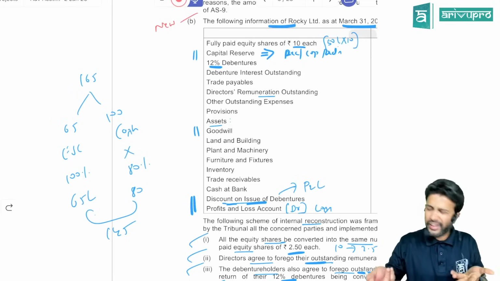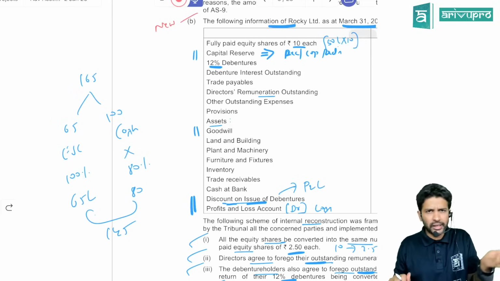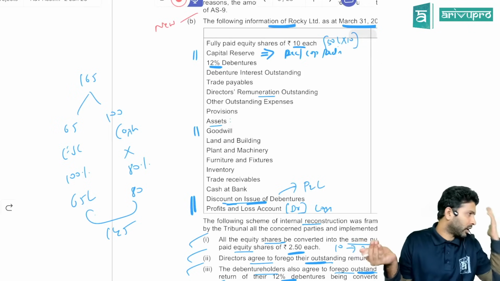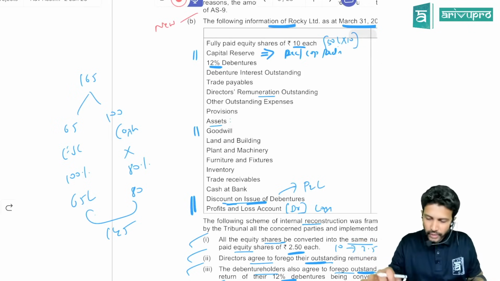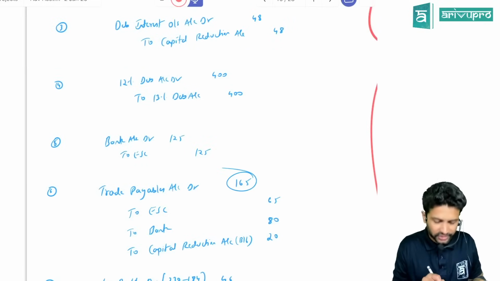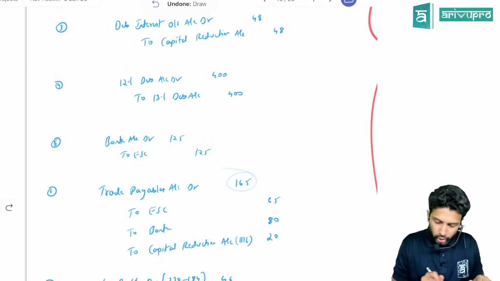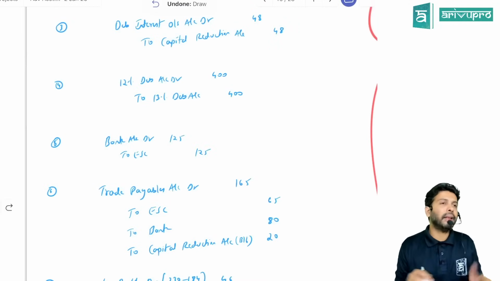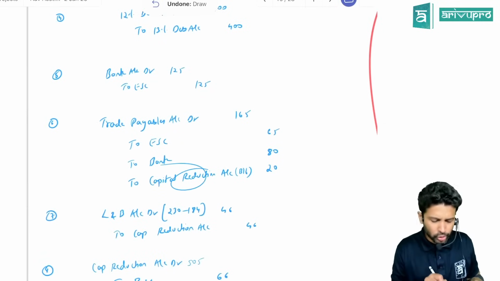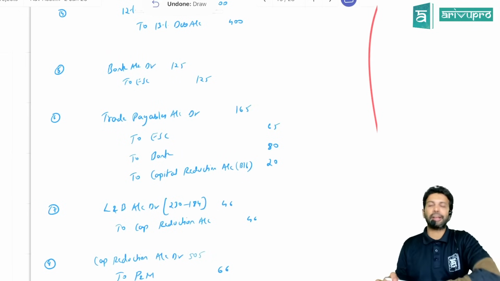Now we need to pass an entry for this. Is trade payable fully cancelled? Yes, we have settled it, some through cash and some through equity shares. What's the journal entry for trade payable settled? Trade payable account debit 165, to equity share capital 65, to bank 80 lakhs. The balance is the sacrifice made by them, which goes to capital reduction account, 20 lakhs. This is a trade payable adjustment. Easy.